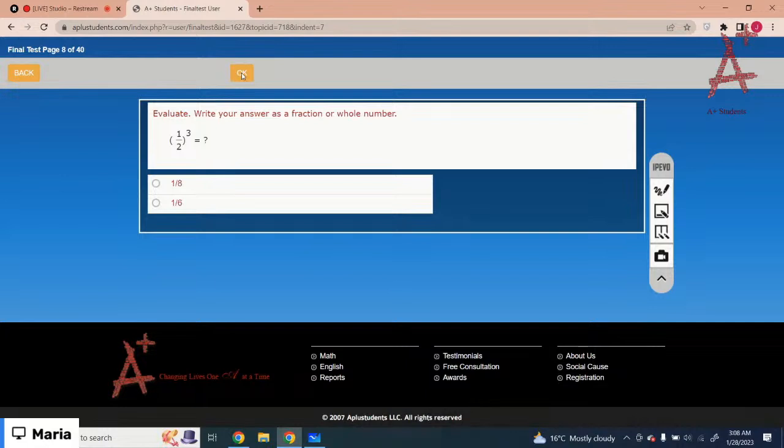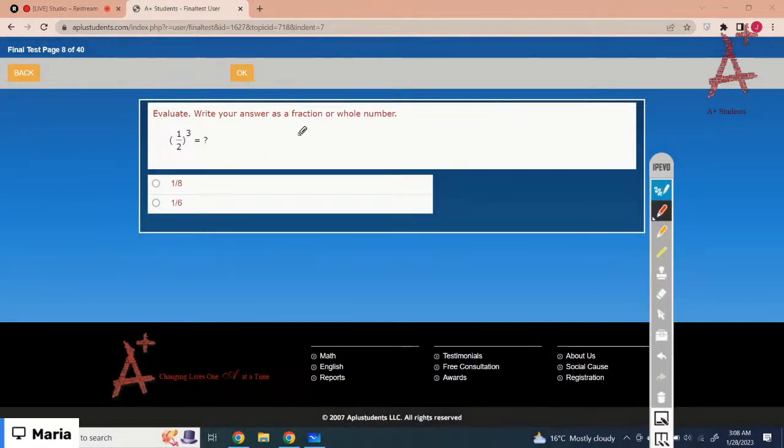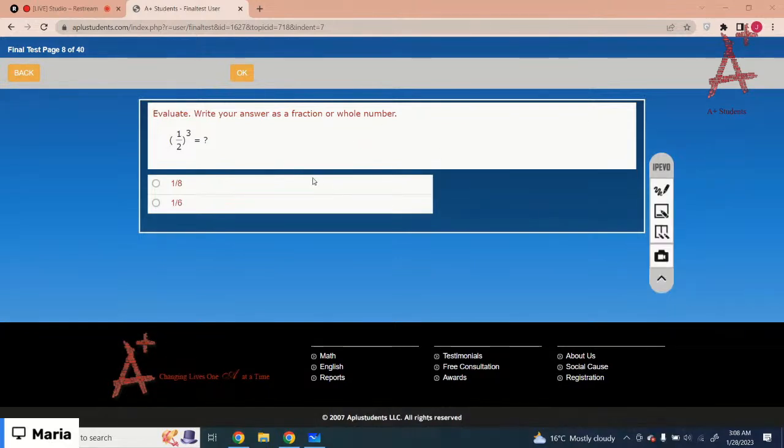Okay, evaluate, write your answer as a fraction or whole number. So you have to do 1 by 2 exponent 3. That means the exponent applies to the numerator and denominator as well. It would be 1 divided by 2 times 2, which is 4, and 4 times 2 is 8. So it would be 1 over 8. Just select the correct option and click on the OK button.